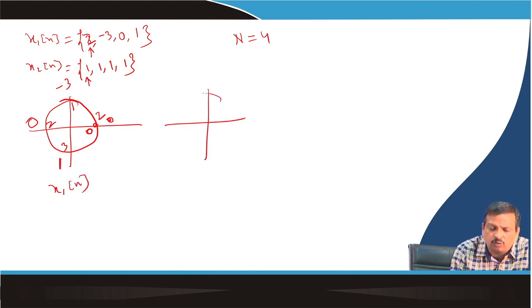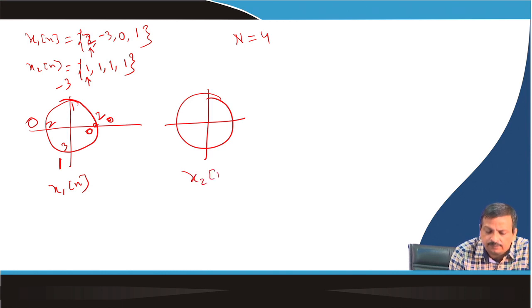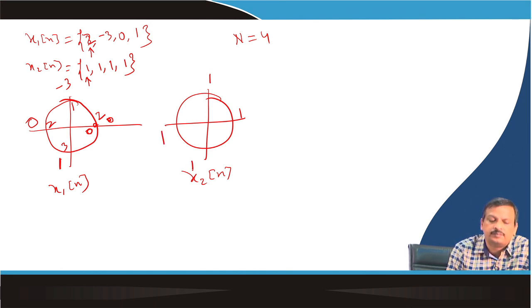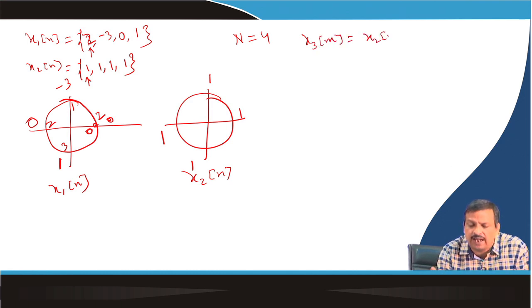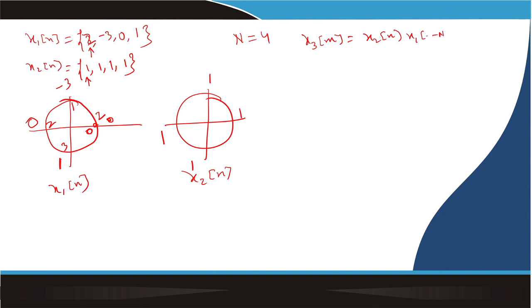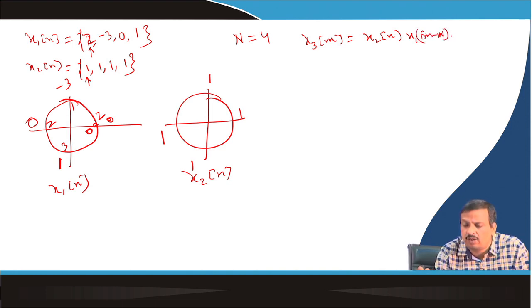Similarly, if I want to draw x2[n], this is 0, 1, this is 0, 1, this is 0, 1, 1. Let us do that circular convolution, because with all 1s you cannot understand the shift. Let us say I want to calculate x3[m], which is nothing but x2[n] and x1[m minus n], the circular convolution.